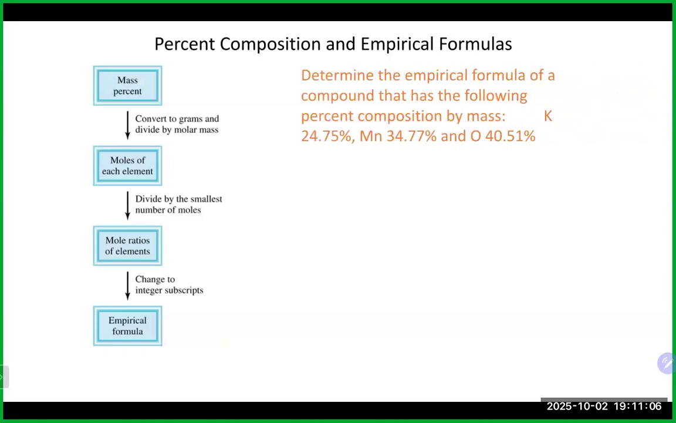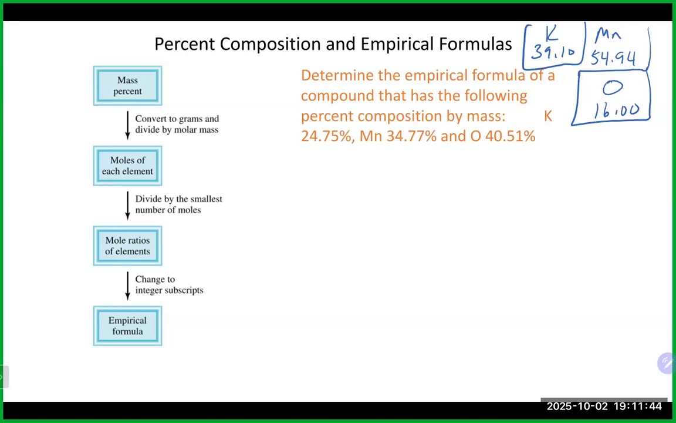All right, so why don't we try one here? Determine the empirical formula for a compound that has a percent composition by mass of 24.75% potassium, 34.77% manganese, and 40.51% oxygen. Some numbers here: 39.10 for potassium, 54.94 for Mn, and oxygen is 16. So follow those steps we just talked about, also to your left there, and use the periodic table. Calculate the empirical formula.